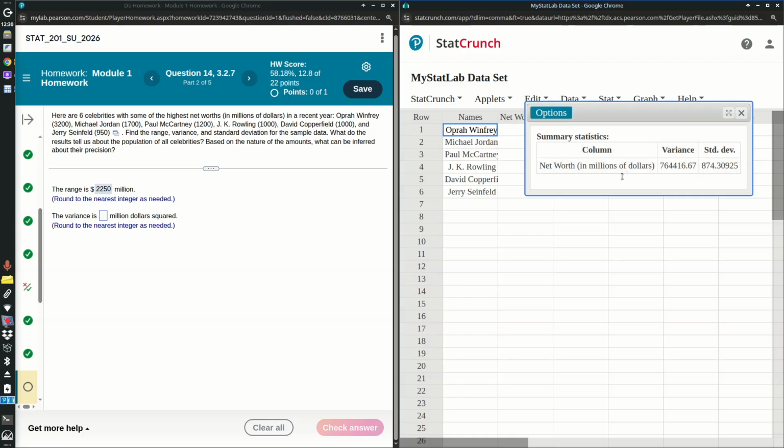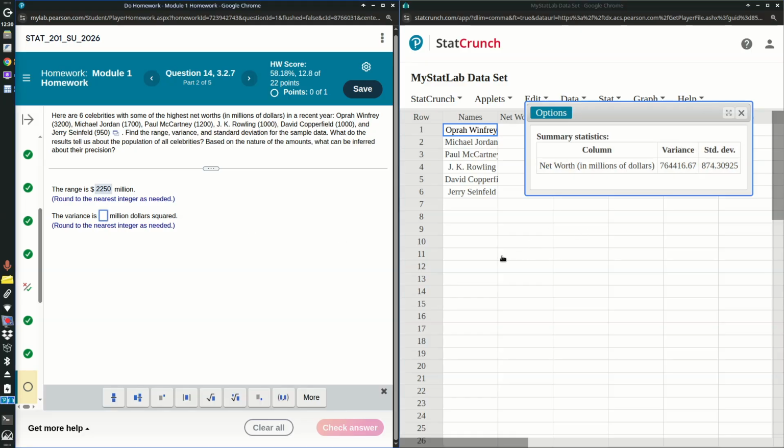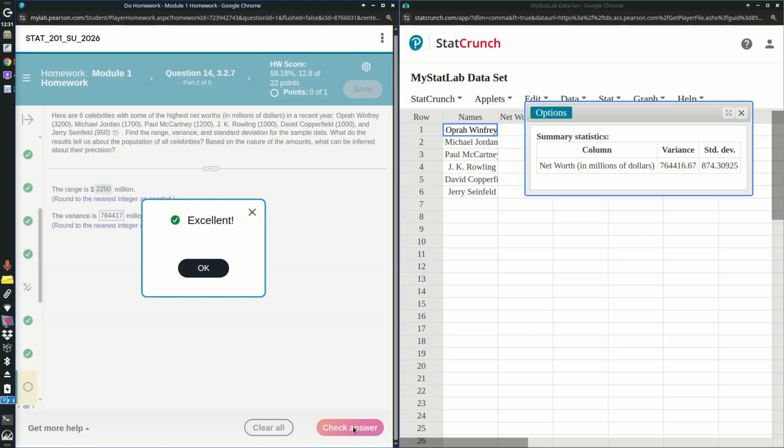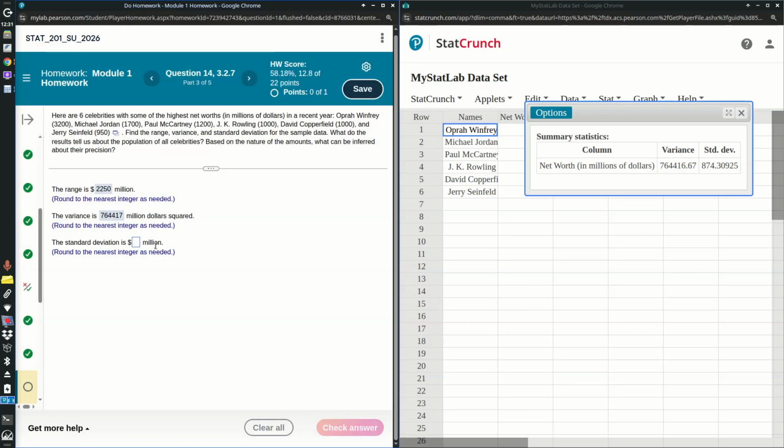Click compute. Remember to select the numerical column. Okay, so the variance is this very big number, 76441, and it would be 6, but it says nearest integer, so that rounds to a 7. So we get that value, and then the standard deviation is just 874.